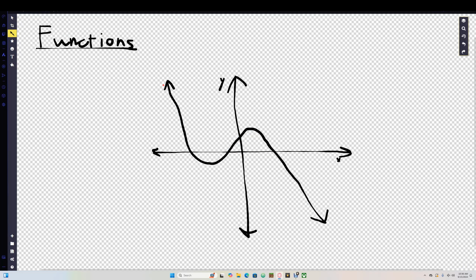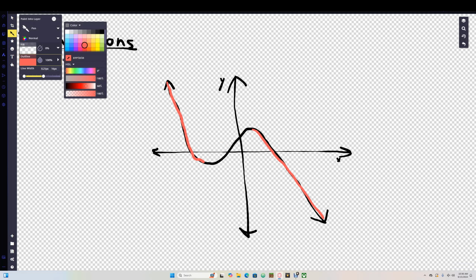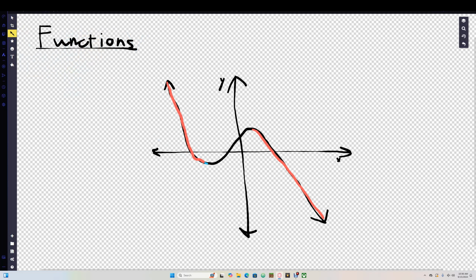So let's talk about decreasing and increasing. It's slightly different than positive or negative. Decreasing is when the line has a negative slope, when it's moving downward. So if we can find all the spots where it's moving downward, like this, those are when the graph is decreasing. And we read it from left to right normally. So to find the parts that are increasing, it would just be whatever part is going up. So it might look something like that. So the blue is increasing, the red is decreasing.